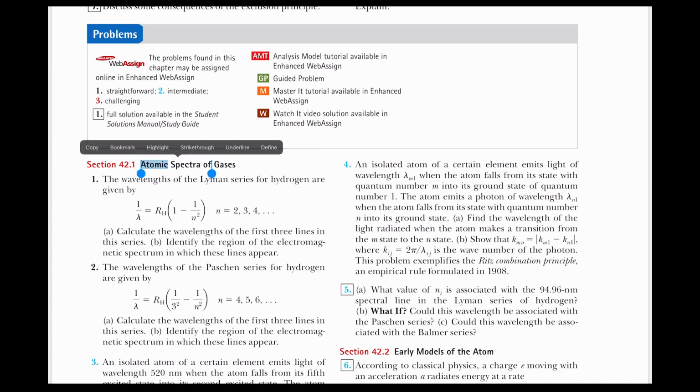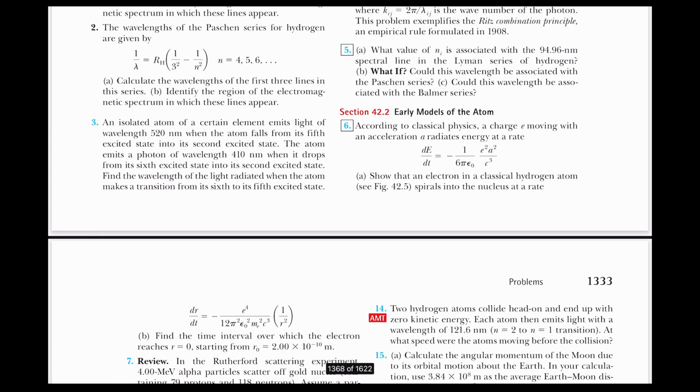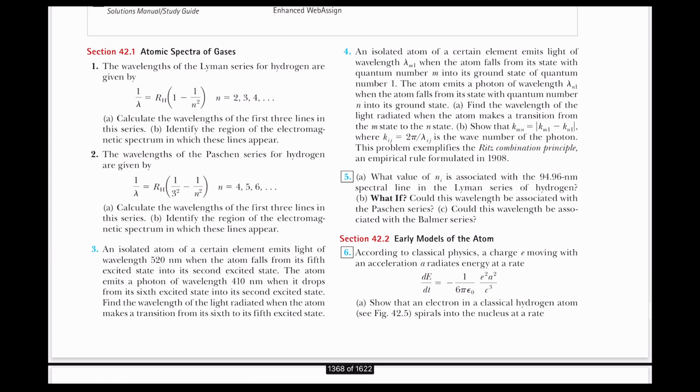And right here, atomic spectra of gases is actually where we used this question. So I'm going to pick a problem from this section. Early models of the atom, I think, moves beyond what we were looking at. So I'm just going to stick with these first 5 problems and pick one. Let's read number 1. The wavelengths of the Lyman series for hydrogen are given by the equation that we saw. A, calculate the wavelengths for the first 3 lines in this series. I don't really want to do that. You just plug in n equals 2, 3, 4, and then you plug and chug away and get lambda.